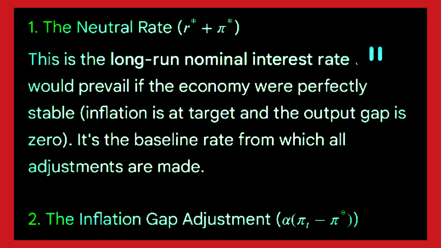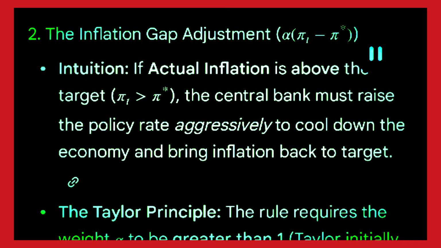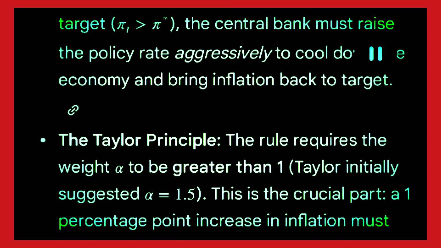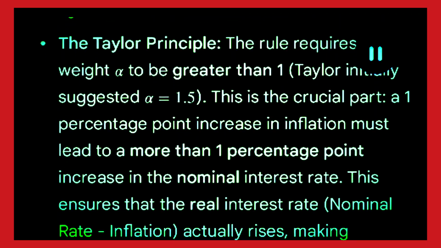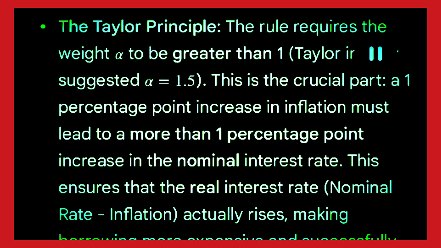2. The inflation gap adjustment, α(π_t − π*). Intuition. If actual inflation is above the target, π_t greater than π*, the central bank must raise the policy rate aggressively to cool down the economy and bring inflation back to target. The Taylor principle. The rule requires the weight alpha to be greater than 1. Taylor initially suggested alpha equals 1.5.